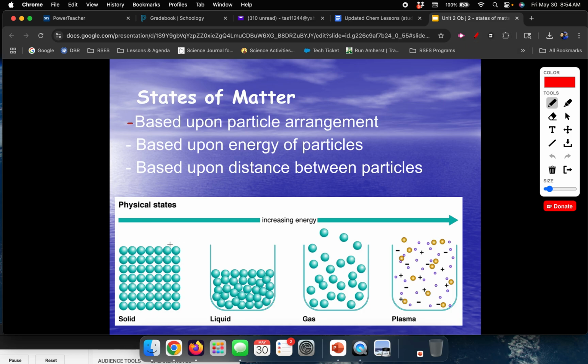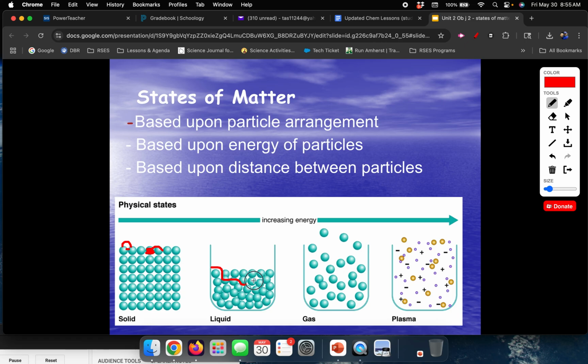So if we look here, the solid particles are very close to each other, almost touching. They still move, they vibrate in place, but they don't have much room to move. And that's why you can't put your arm through a solid. If you heat these up enough, they start to vibrate back and forth faster until they break apart and they have enough room now to slide past each other a little bit, which is a liquid, which is why you can move your arm through water pretty easily.